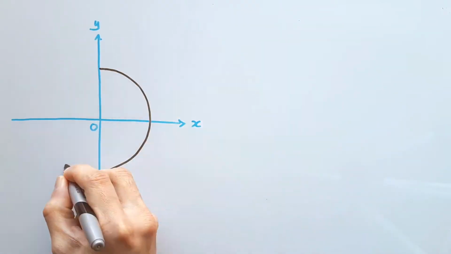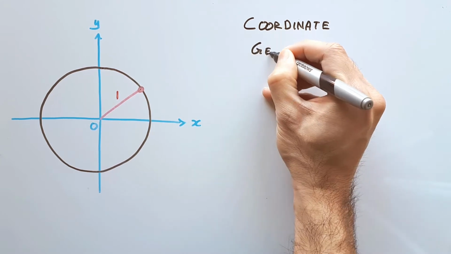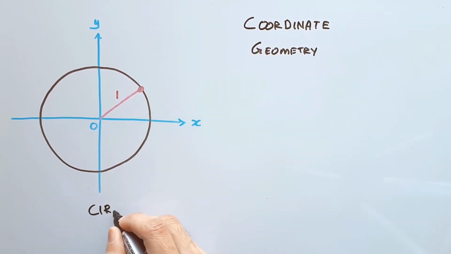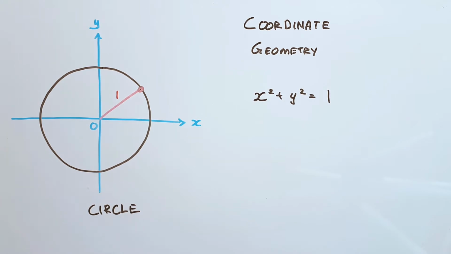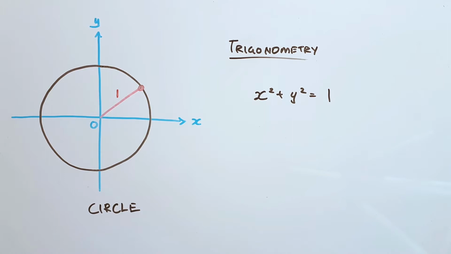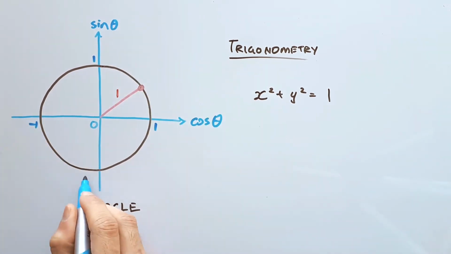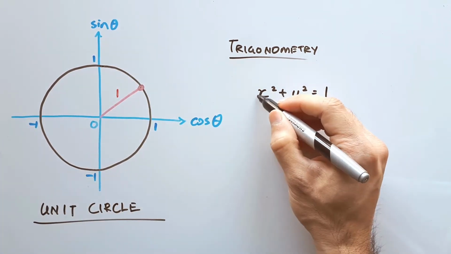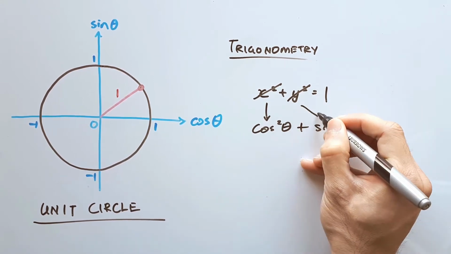Draw a circle with a radius of 1 unit at the origin. If we're looking at coordinate geometry, we would say this circle has an equation of x squared plus y squared equals 1. But this video is about trigonometry. So replace x for cos theta and y for sine theta. What we now have is the unit circle with the equation cos squared theta plus sine squared theta equals 1.